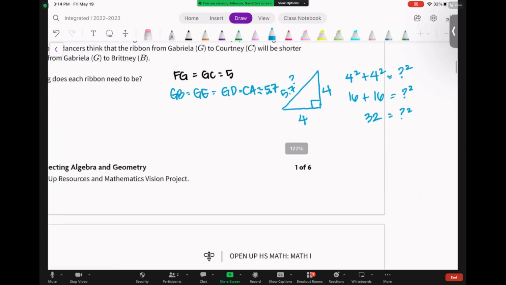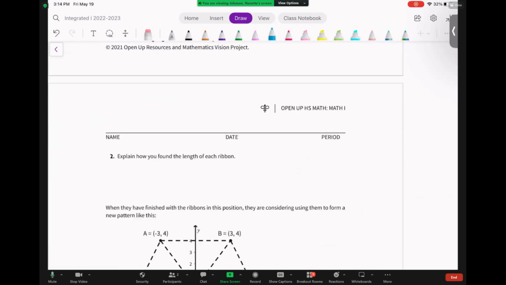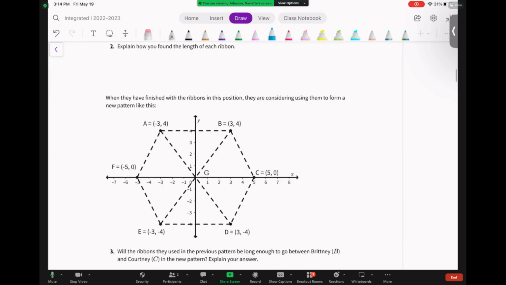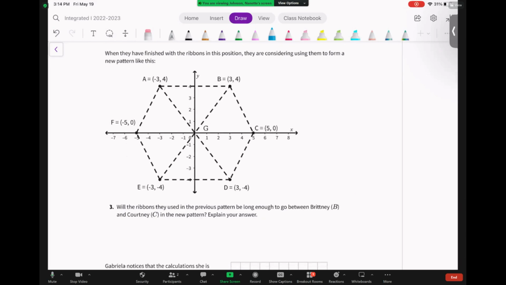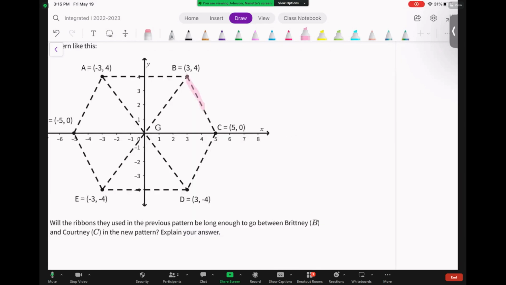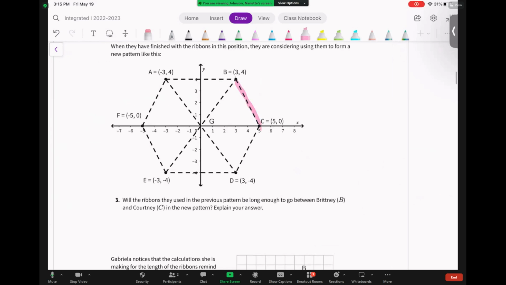This next part says, explain how you found the lengths of each ribbon. And so you probably say, I used the Pythagorean theorem. Then it says, when they finish with the ribbons in this position, they're considering using them to form a new pattern like this. Will the ribbons they used in the previous pattern be long enough to go between Brittany and Courtney? Brittany and Courtney is this section here. Is that going to be long enough? Then explain your answer.